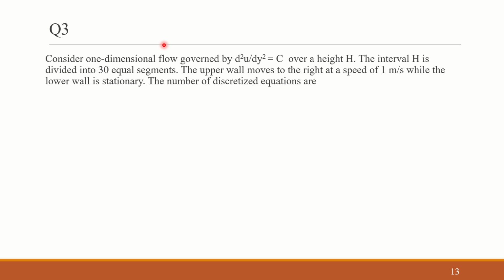Now we are dividing this one-dimensional flow system into 30 segments, and we are asked for the number of discretized equations. The options are: option A, 29; option B, 30; option C, 31; option D, 28. Anyone who would like to answer the question can do so. Okay, the answer is actually 29. Option A is the answer.